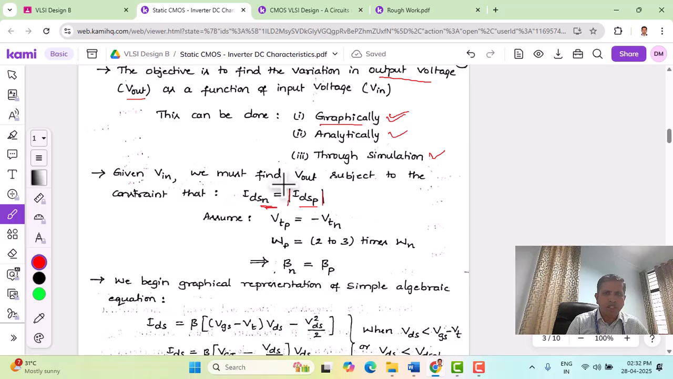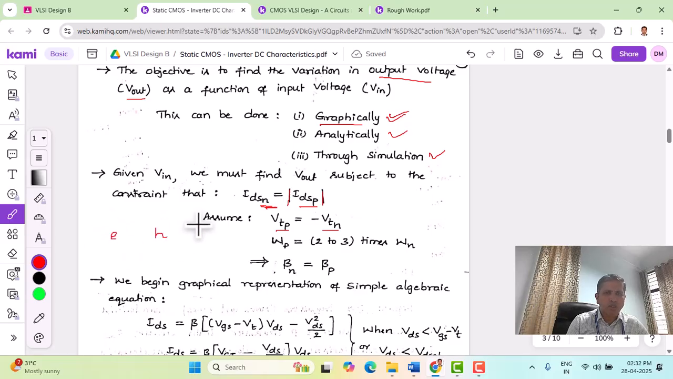So the condition required is to plot Vout versus Vin. The IDSN should be equal to IDSP, and also the threshold voltage of the PMOS device should be equal to the threshold voltage of the NMOS device, with of course negative for the PMOS device. And also the width of the transistor is very important, since electrons and holes, these two charge carriers, will not be moving at the same mobility. Therefore, electrons move at higher speed compared to the holes.